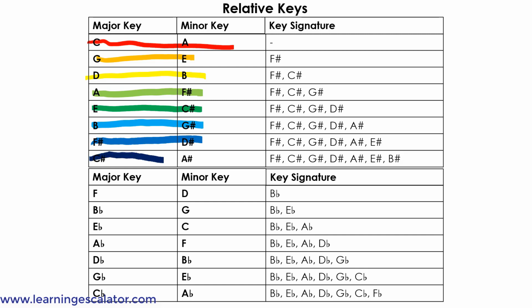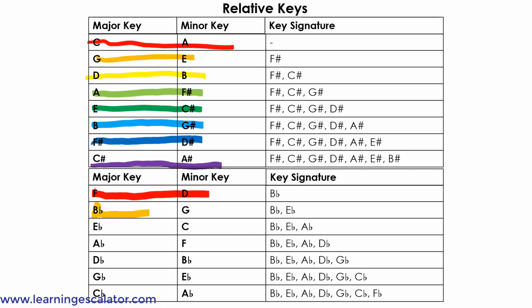And C sharp, oh, you can't see. C sharp major and A sharp minor are relative keys. So relative keys are two keys, one major, one minor, that share the same key signature, and same for the flat section. So F major and D minor are relative keys.